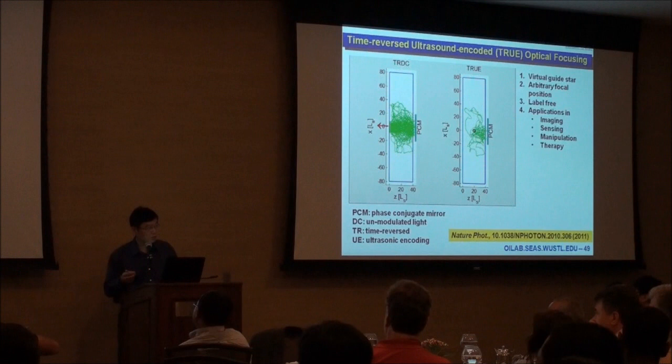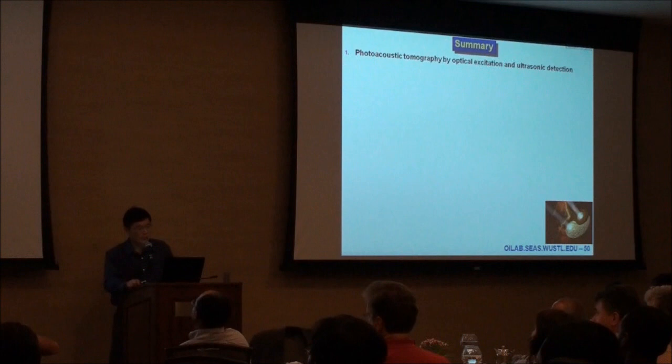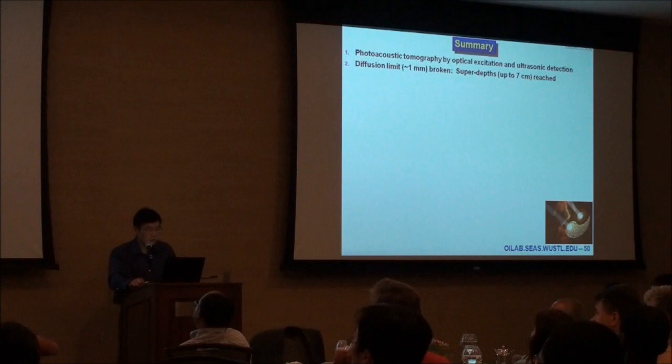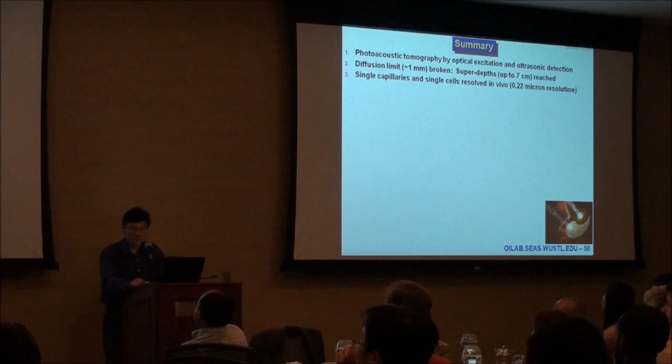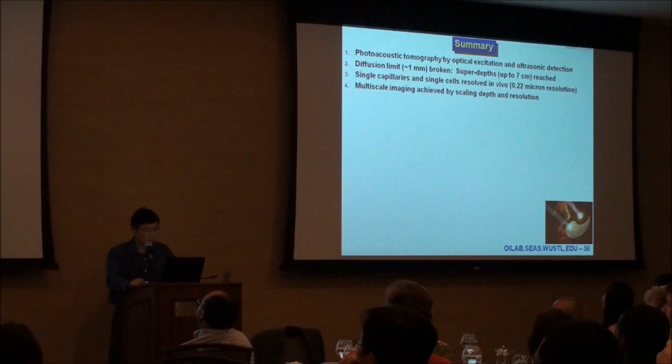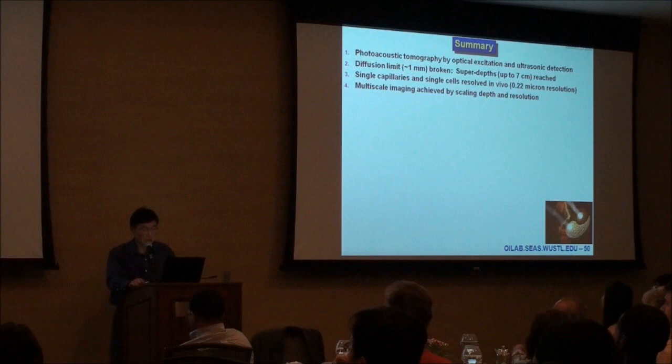A quick summary. Photoacoustic tomography is achieved by using optical excitation and ultrasonic detection. The diffusion limit has been broken, and depths up to 7 centimeters have been reached. Single capillaries, even single cells, can be resolved in vivo. We've demonstrated about 220 nanometers resolution. Multi-scale imaging is achieved by scaling the depth and resolution. In most cases, we simply vary the ultrasonic bandwidth.